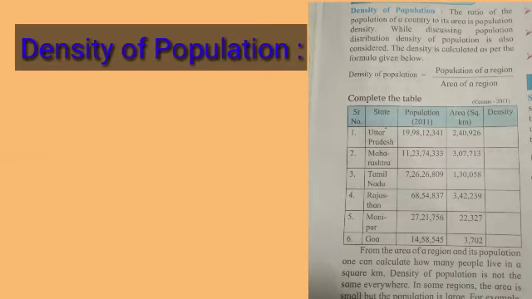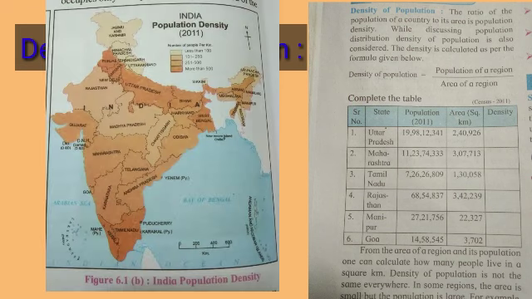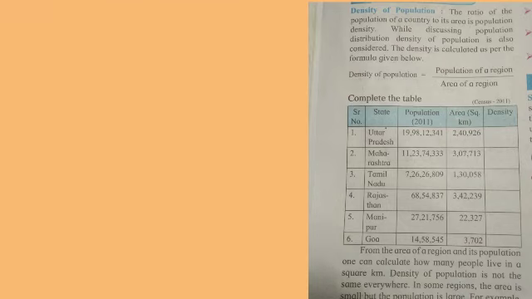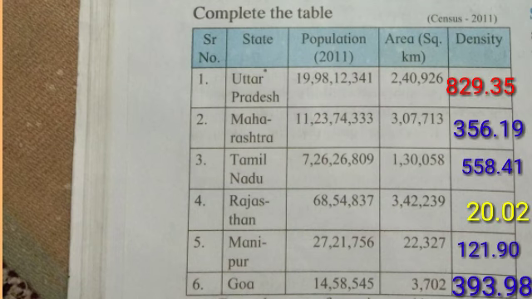Dear students, come to page number 44 and see the point density of population. The ratio of the population of a country to its area is population density. While discussing population distribution, density of population is also considered. The density is calculated as per the formula given below. Density of population is equal to population of a region upon area of a region. Dear students, try to complete the table. Name of the state, its population in 2011, area of that state in square kilometer, and its density.